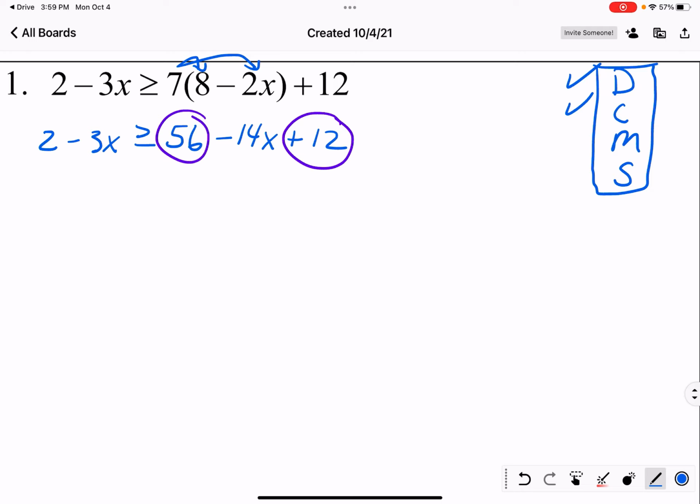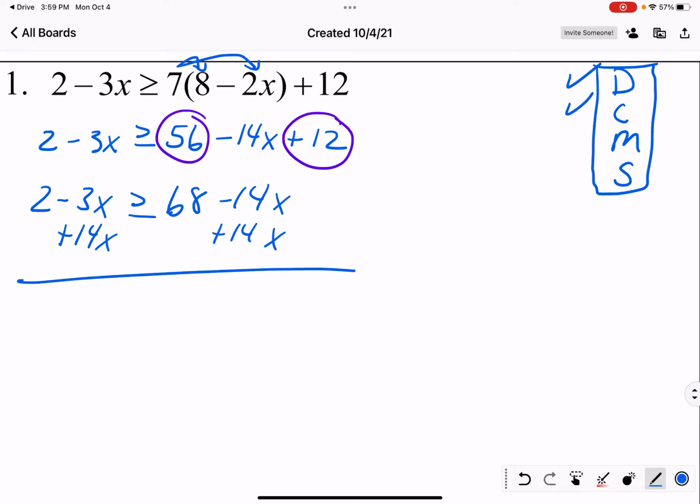All right, I see a lot of students trying to subtract 56 or subtract 12. Combine like terms first before you start moving across that inequality. All right, so 56 and 12 would give us 68, and then we'll drop everything else down. All right, so I'm going to add 14x. We need to get all of the x's on one side.